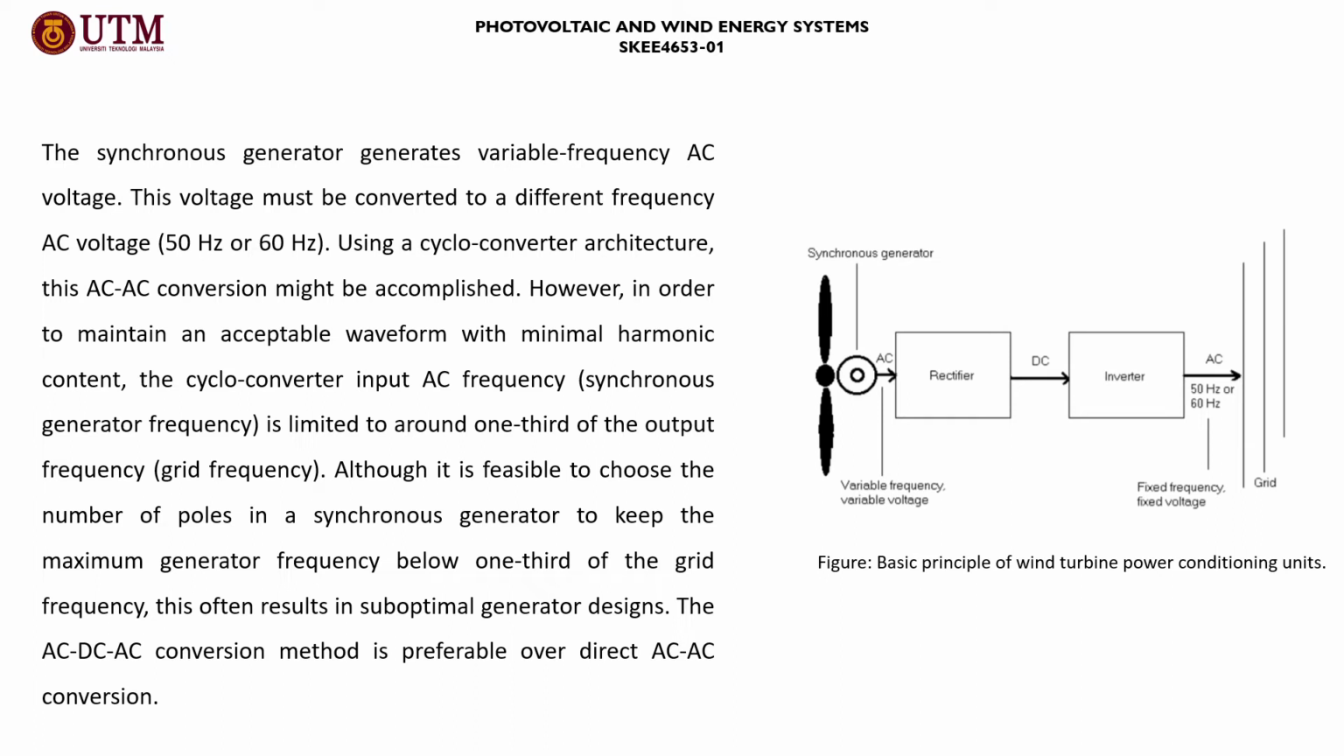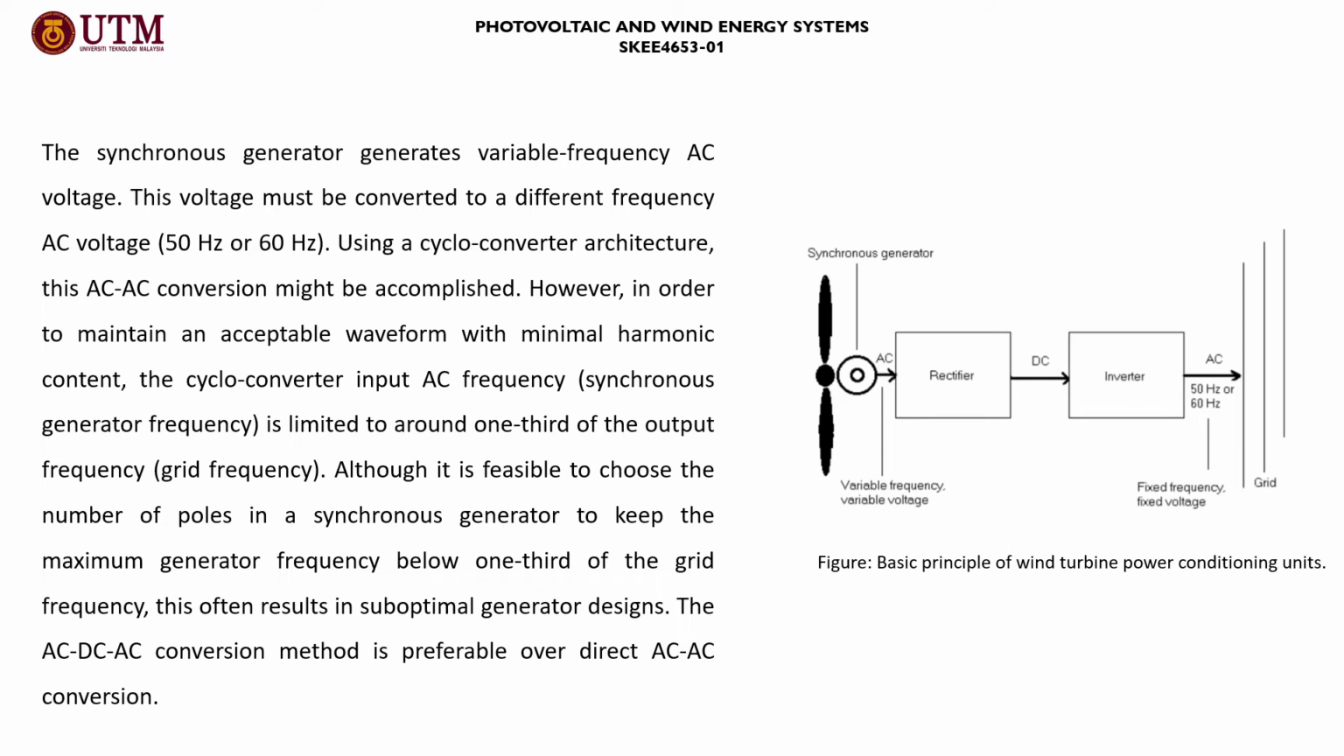Although it is feasible to choose the number of poles in a synchronous generator to keep its maximum frequency below 1/3 of the grid frequency, this often results in suboptimal generator designs. The AC-DC-AC conversion method is preferable over a direct AC-AC conversion.